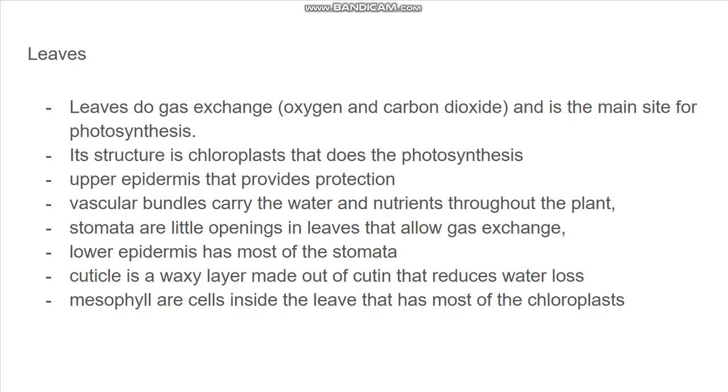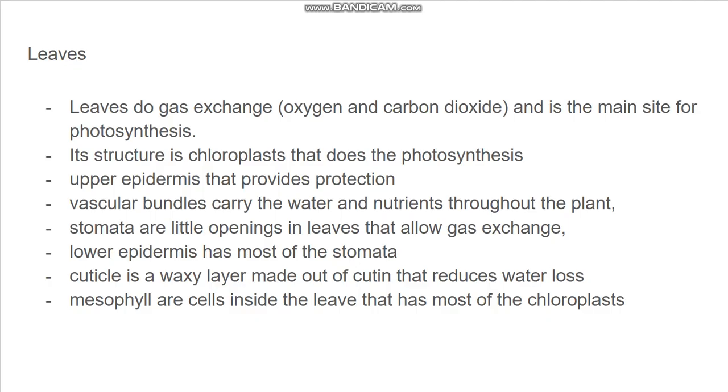And then the lower epidermis has most of the stomata, and the stomata are the little openings that allow gas exchange. And then the cuticle is a waxy layer made of cutin that reduces water loss. The mesophyll are cells found inside leaves that have most of the chloroplasts.